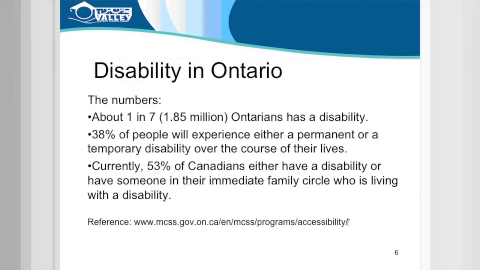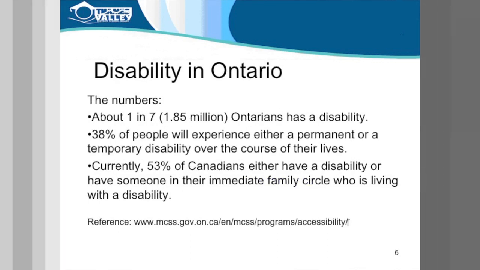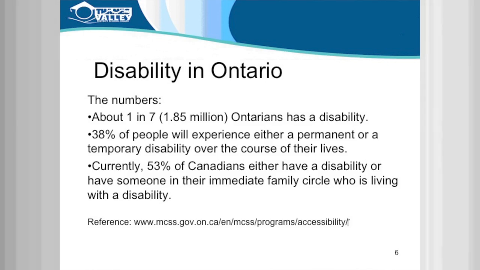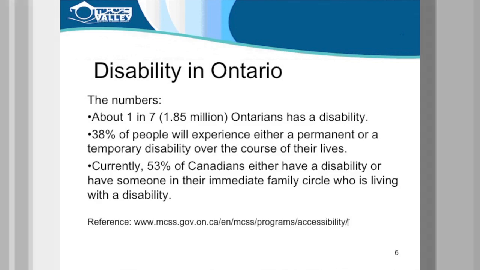About 1 in 7 Ontarians has a disability. 38% of people will experience either a permanent or a temporary disability over the course of their lives. Currently, 53% of Canadians either have a disability or have someone in their immediate family circle who is living with a disability.